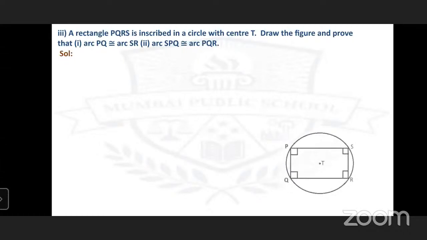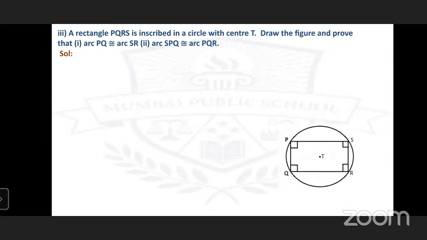Inside the circle, the rectangle PQRS is inscribed, and T is the center. First we draw the figure and then prove the given conditions. The first condition is arc PQ is congruent to arc SR, and arc SP is congruent to arc QR. Okay. Now first see the solution. Here we draw the figure. First we draw the circle and T is the center. Then we draw the rectangle PQRS. See in the figure.